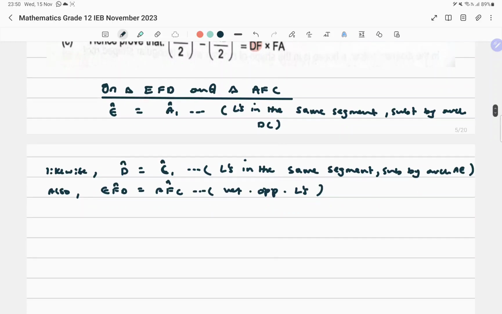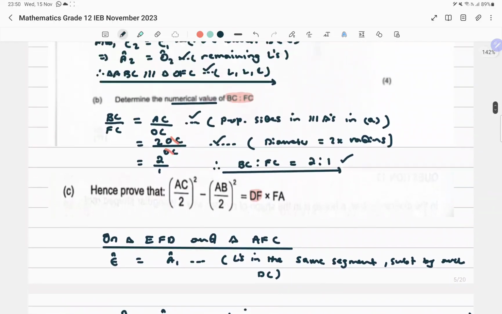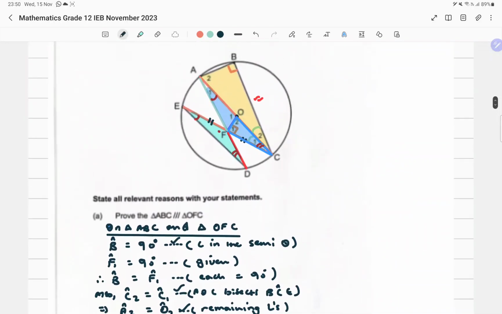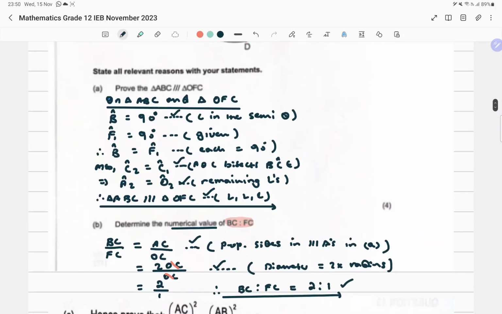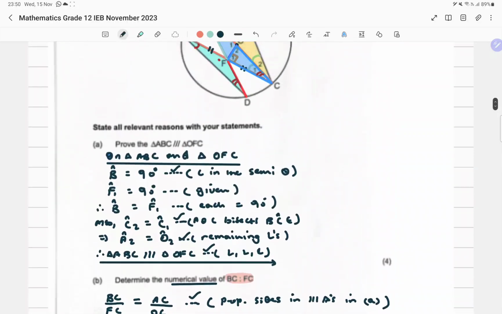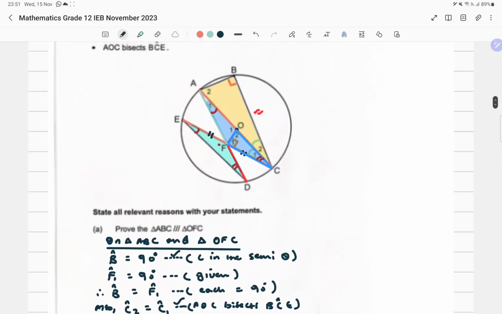Okay, now that we've proven these ones, you can say therefore triangle EFD is similar to triangle AFC. This is because they are equiangular. So now we want to extract some stuff. What is the stuff that we want to extract? It is stuff like this.